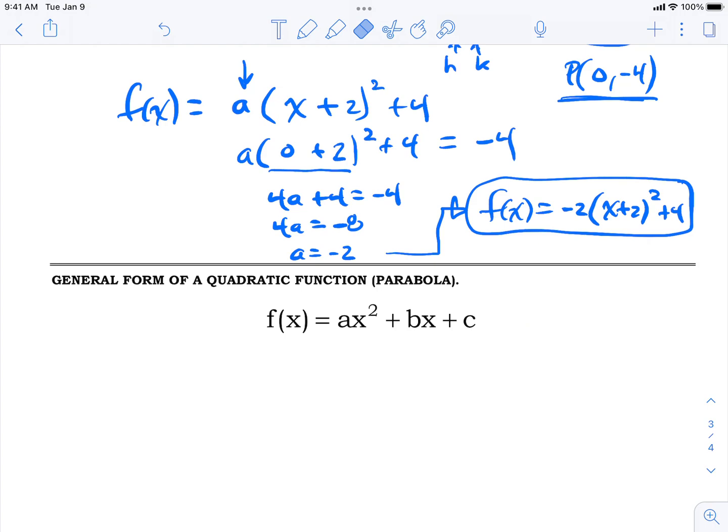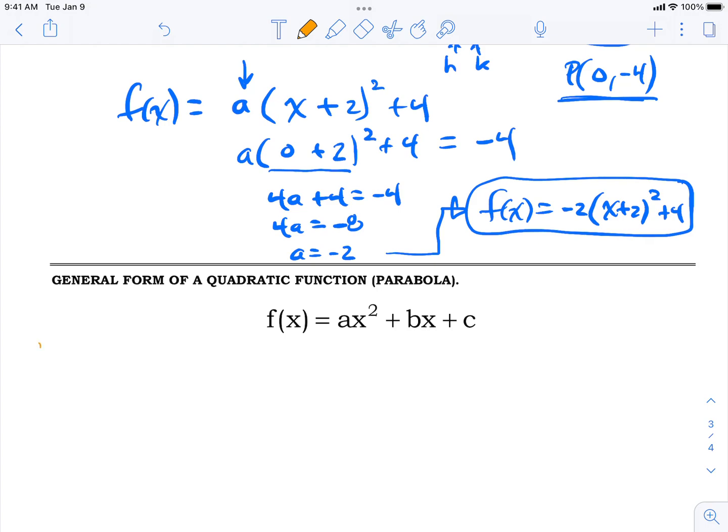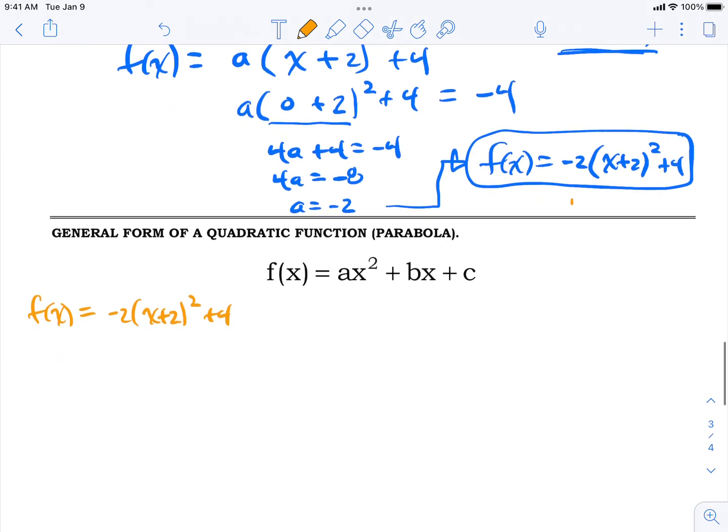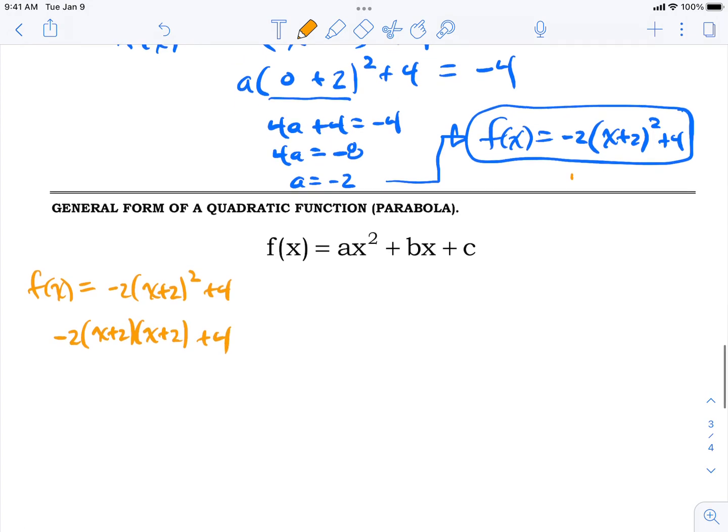Anywho, let's do this, maybe in a different color. I'm going to take that function we just played with, negative 2 times (x plus 2) squared plus 4, and write that out as a polynomial, which basically means we're going to have to FOIL this all out. So that's negative 2. Now remember, (x plus 2) squared means make 2 copies of x plus 2. And when you make the 2 copies, you have to FOIL them.